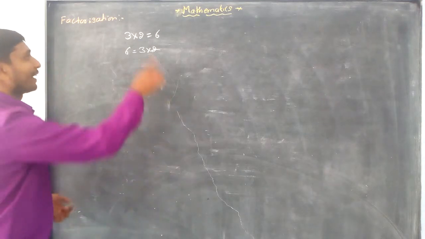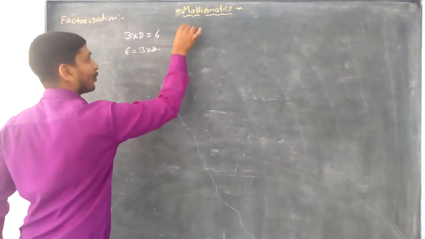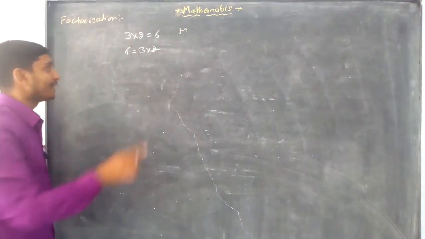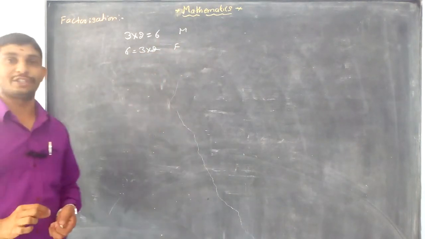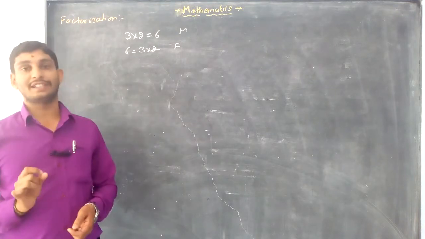So simple, writing 3 into 2 equals 6 is called multiplication. Writing 6 as 3 into 2 is called factorization. Hope you can tell now what is factorization.